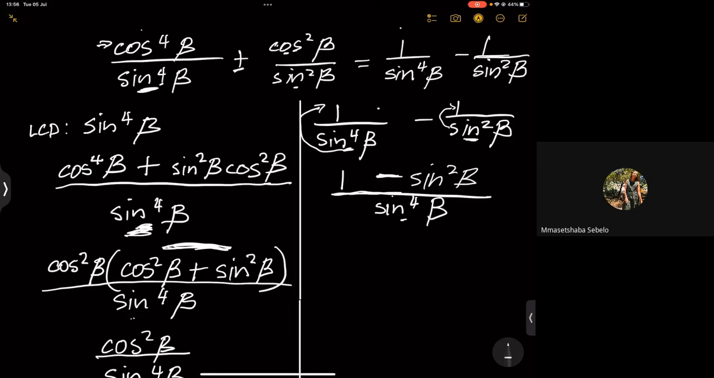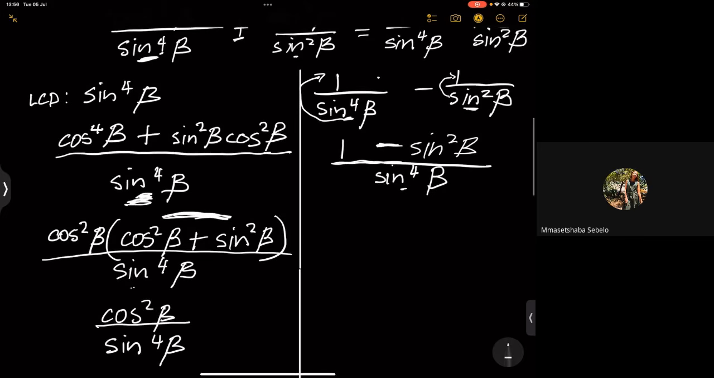I think we're getting somewhere. So we're going to change that identity. We're going to have the 1 on top, our numerator, as cos squared beta, divided by sine to the power of 4 beta.